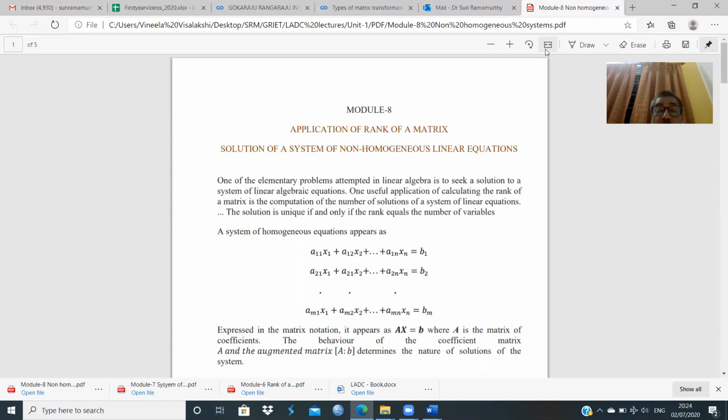In order to investigate such systems, the process is a little bit longer than working on a system of homogeneous equations. Here we'll have to determine the ranks not only of the coefficient matrix but also of the augmented matrix. An augmented matrix is a concatenation of the coefficient matrix and the constant vector on the right hand side.